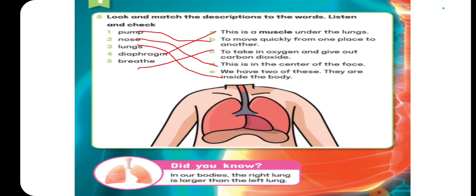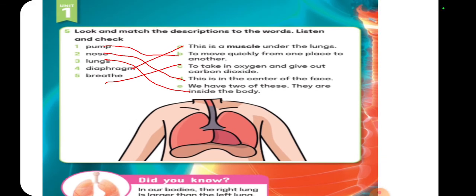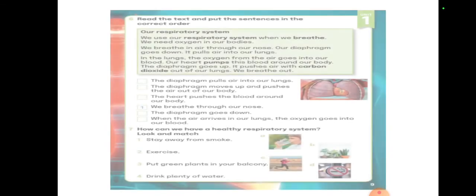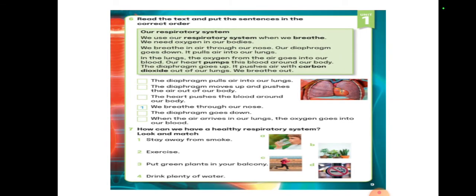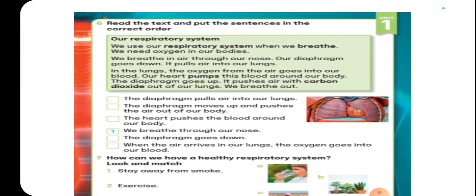And here we have interesting information. Did you know in our bodies the right lung is larger than the left lung? Okay. And here we have another exercise. Read the text and put the sentences in the correct order. Okay, let's read the text first. It's about our respiratory system.